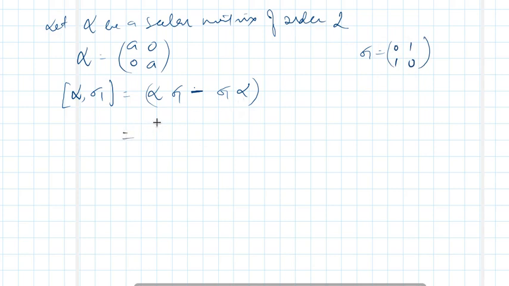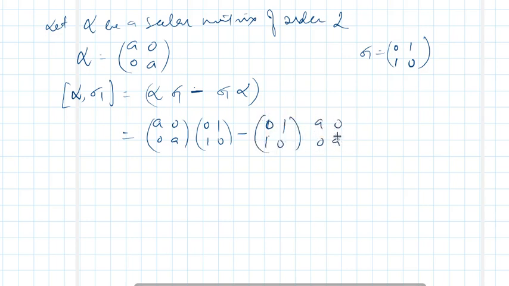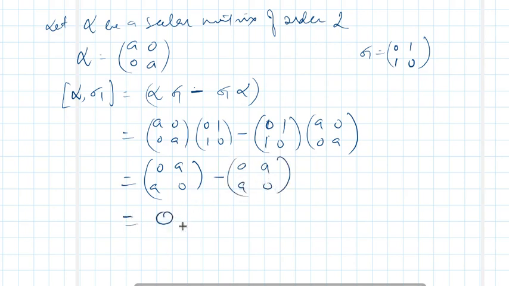So it can be written as [[A, 0], [0, A]] times [[0, 1], [1, 0]] minus [[0, 1], [1, 0]] times [[A, 0], [0, A]]. And if I try to solve it, then after a little simplification it will become like this. Both terms are identical, that's why its value will be 0.